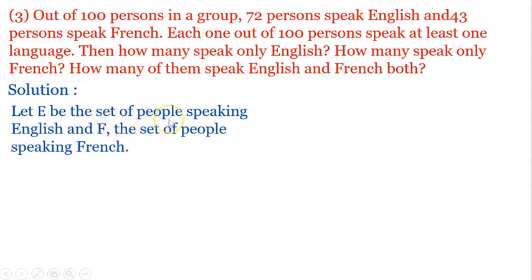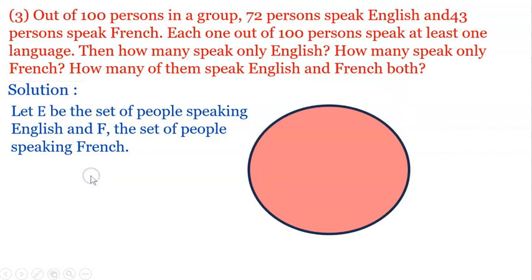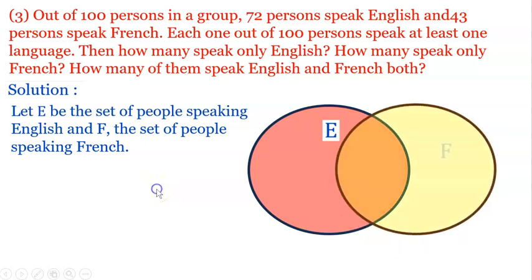Let E be the set of people speaking English, F the set of people speaking French. Now see this by the Venn diagram. First, E, the set of the people who speak English. Next, F, set of people who speak French.